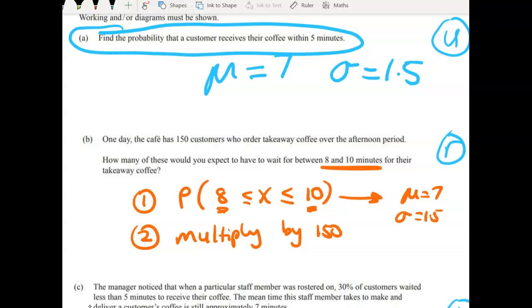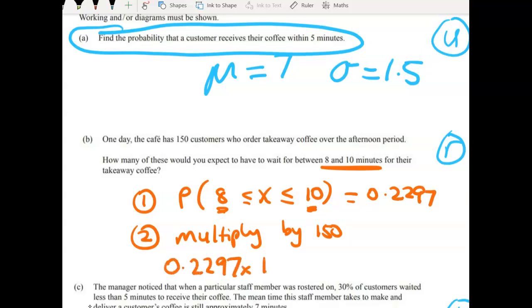So if we do all of that, do the same steps as above, and hit Exe, and we get our answer, which is 0.2297. So step 2 is to take 0.2297 and multiply it by 150, because we're saying about 23% of the customers can expect to wait for between 8 and 10 minutes.